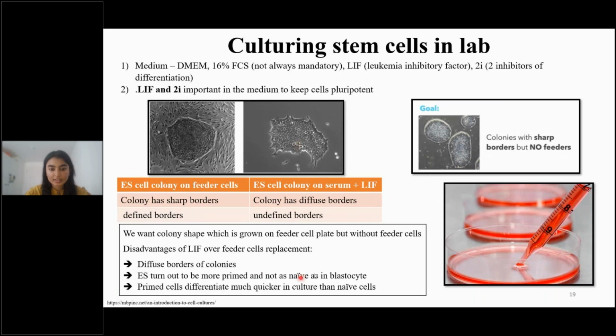For example, it's not naive anymore. Naive means you can turn the cell into any cell type, but now it is not naive, because it's not maintained properly. Now it will differentiate. It's going to be differentiating a little into a more primed stage. We say it's more primed. It's less flexible, it's less plastic, so it's the more primed part of the cell. So the primed cells differentiate much quicker in culture than naive cells. Once the naive cell changes into a primed cell, it will start differentiating, okay? So that's why we need the cells to be in the naive stage.